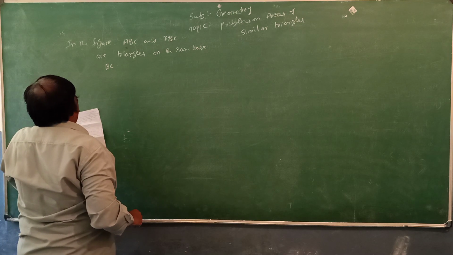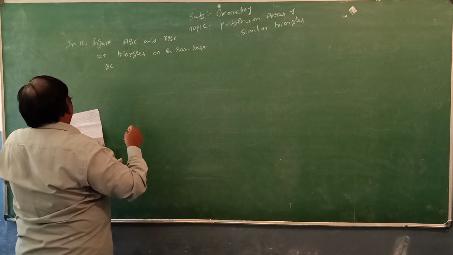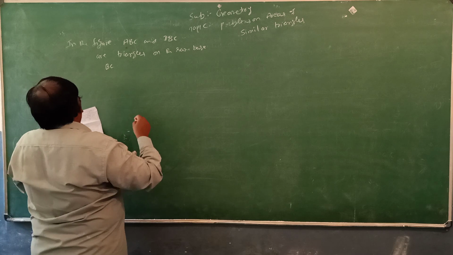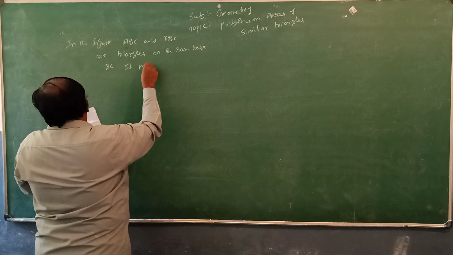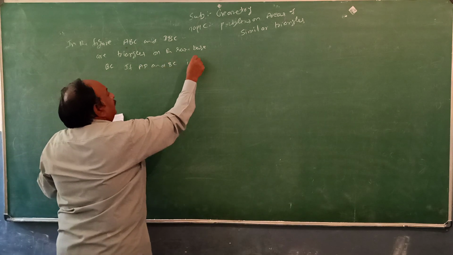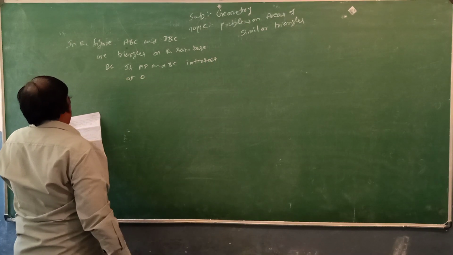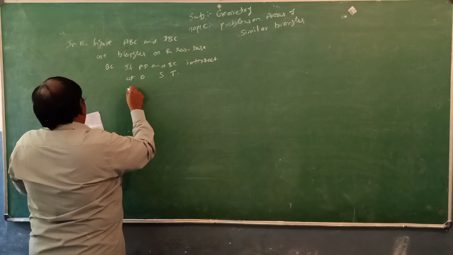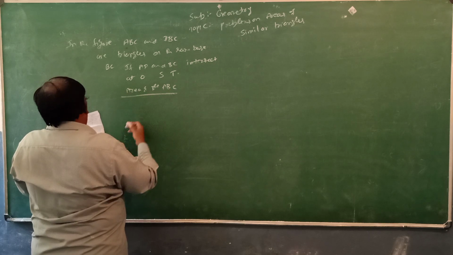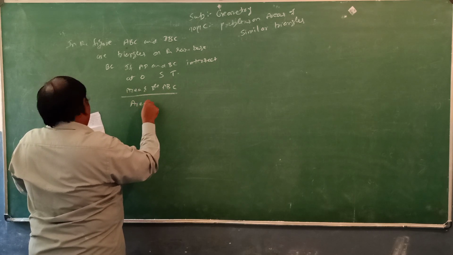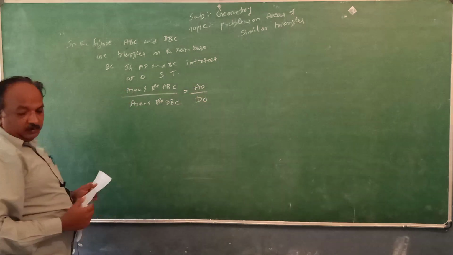If AD and BC intersect at O, show that the area of triangle ABC divided by the area of triangle DBC is equal to AO divided by DO.